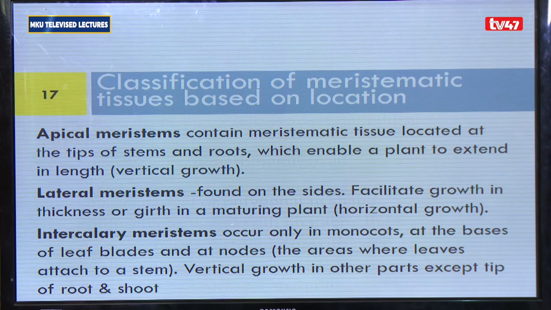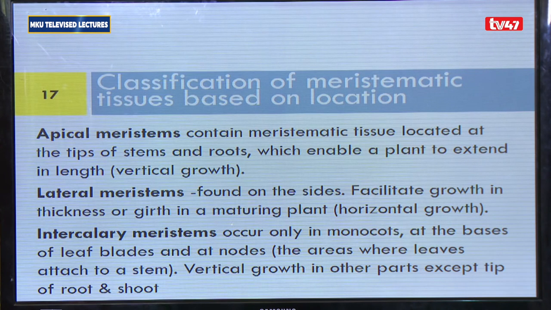Now, for this meristematic tissue, we have different types, and we classify them according to the location of the meristematic tissue, that is, depending on where they are found. Generally, we have three types of meristematic tissue based on where they're found. The first type is the apical meristems. These are meristematic tissue found at the tip of the stem and the roots. Because they're found at the tip, they are referred to as apical meristems, apical meaning found at the apex or at the tip.